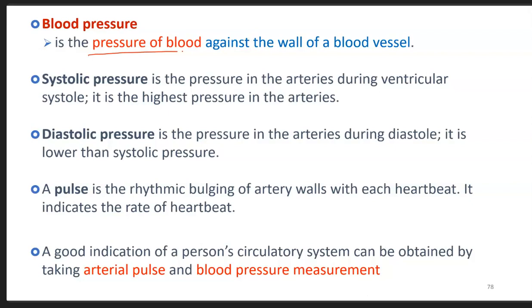So darah yang mengalir tu dengan high blood pressure, dia akan menyebabkan pressure pada wall of the vessels tu. Macam tu, okay? So systolic pressure is the pressure in the artery during ventricular systole. Ventricle systole contract, it pushes the blood out of the heart with high pressure. So this blood that enters into the artery, it enters with high pressure.